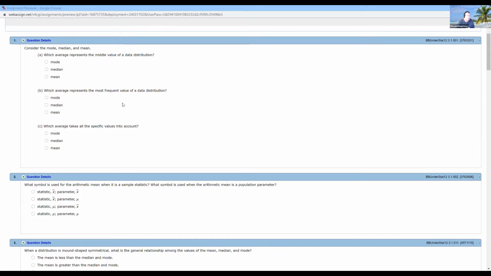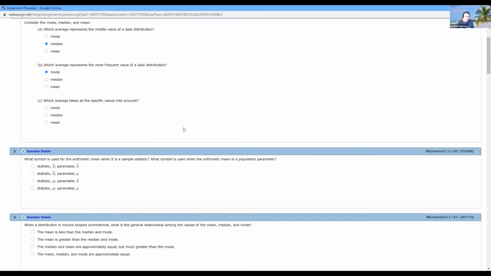They start off with, consider the mode, the median, and the mean. Which average represents the middle value of the data? Why, that'd be the median. I would agree. Which average represents the most frequent? The mode. Yeah. Don't you like it when questions are so simple as this? Now, not being a genius here, but having done the job a lot, would you agree that there's a very good chance that the third one's going to be the mean? And it is.